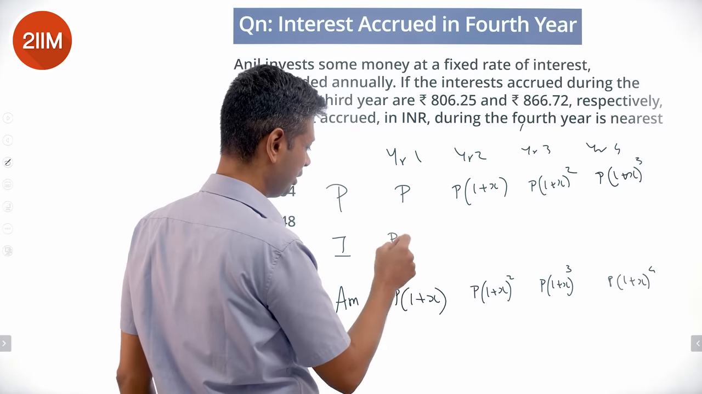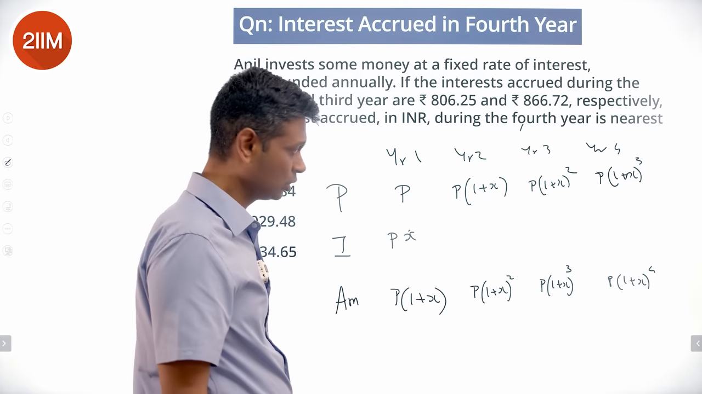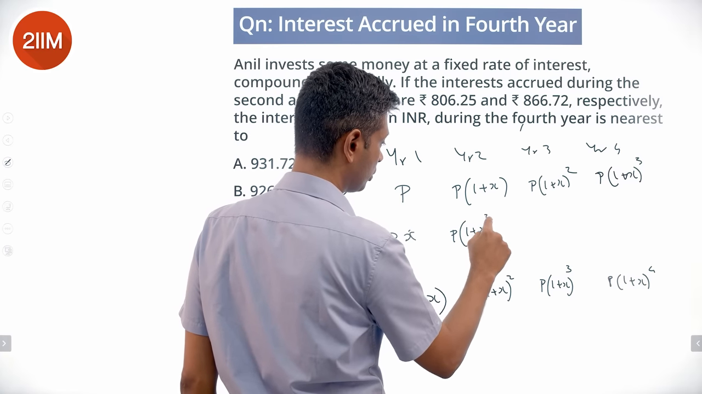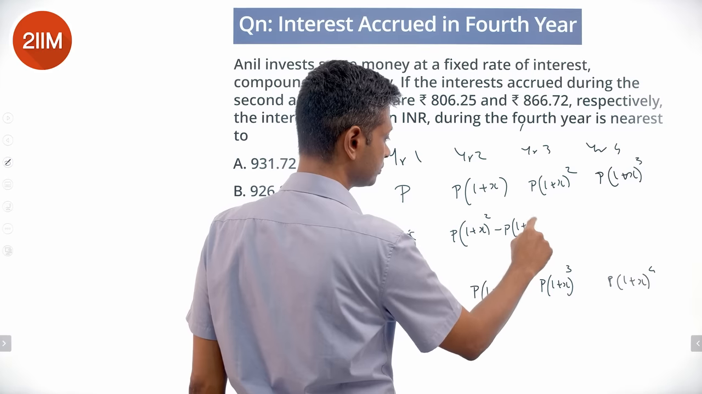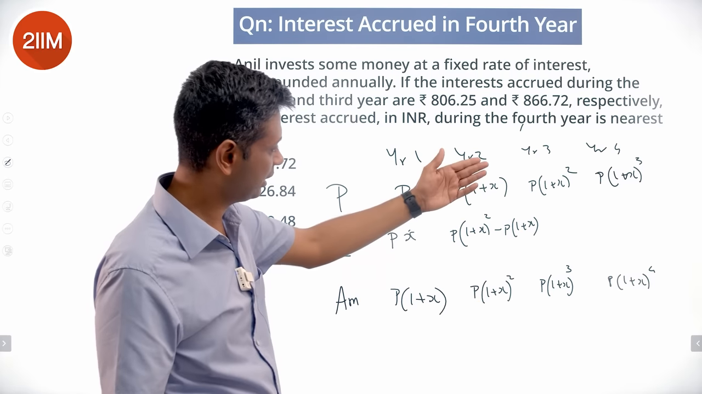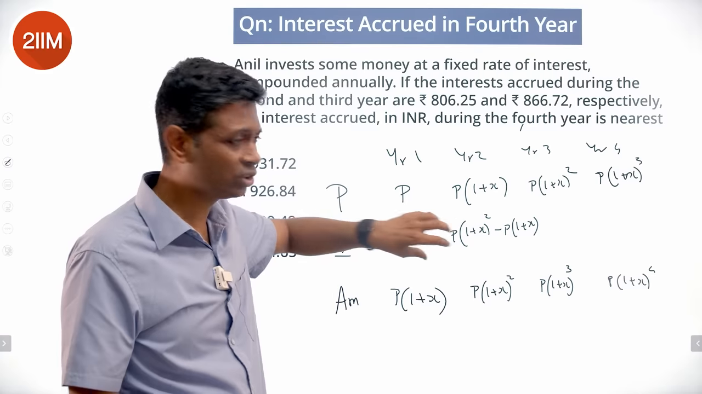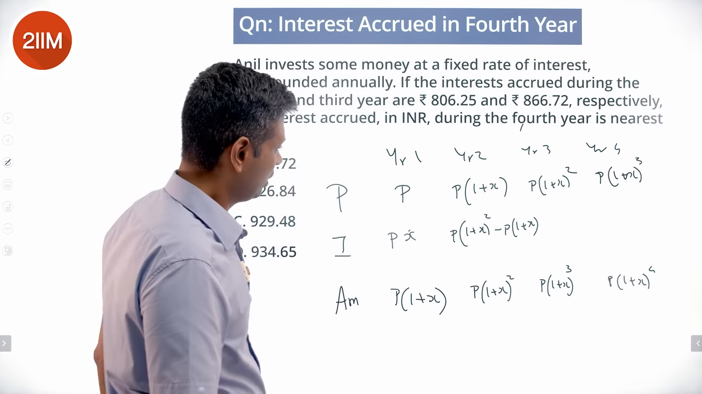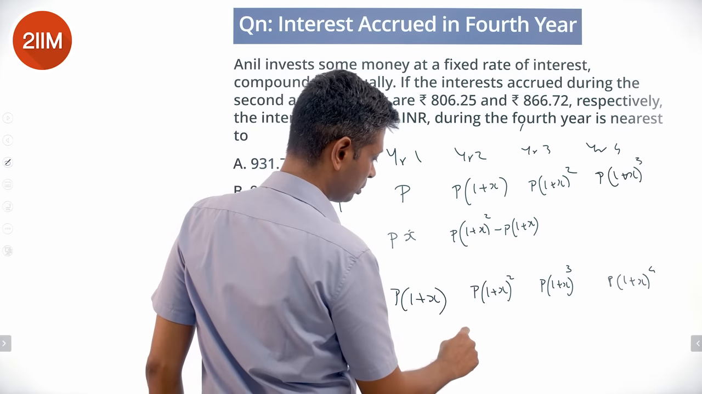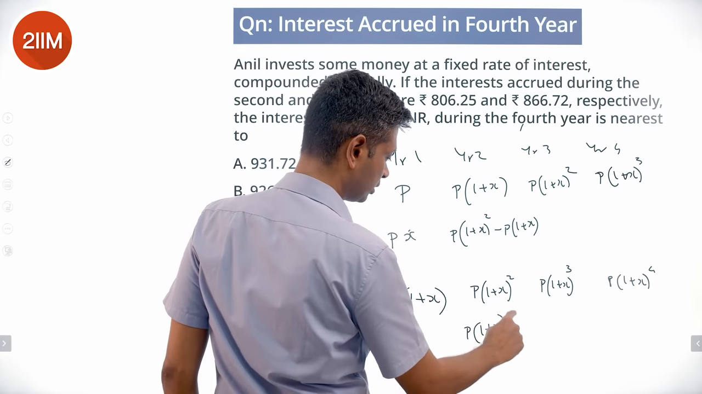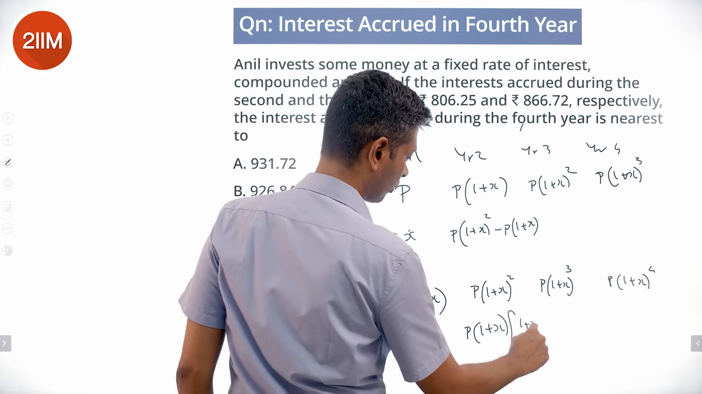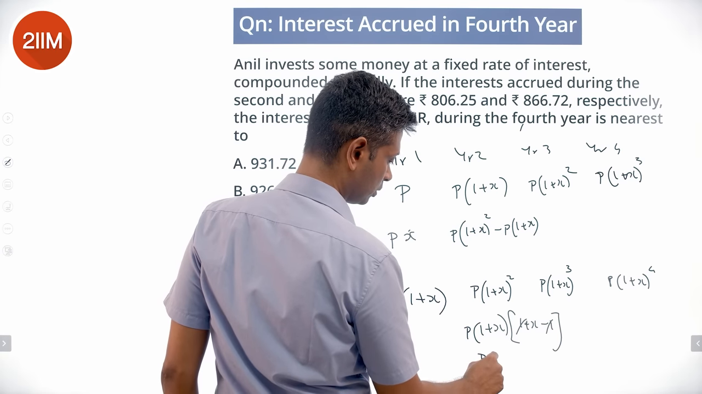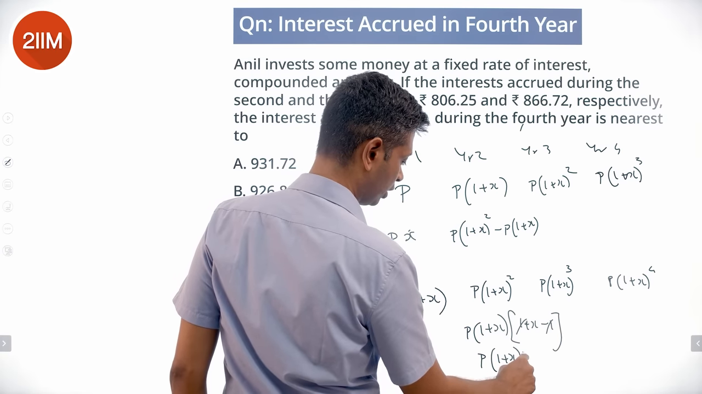Interest here is P into X, year 1. What is the interest here? This is P into 1 plus X the whole square minus P into 1 plus X. This amount minus principal is the interest accrued in the second year. Same process here. So P into 1 plus X whole square minus P into 1 plus X is P into 1 plus X into 1 plus X minus 1, or P into 1 plus X into X.